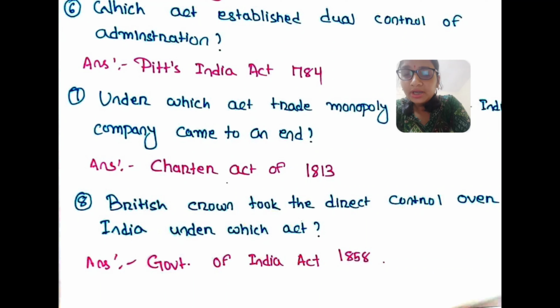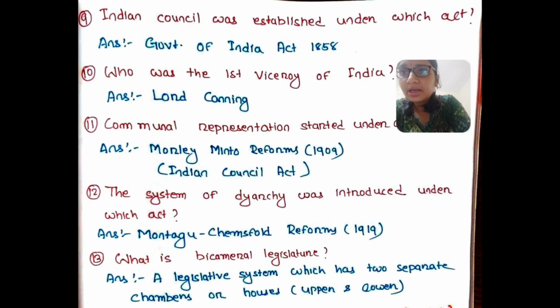And British Crown took the direct control over India under which act? It was the Government of India Act 1858. And the Indian Council was established under which act? It was also established under the Government of India Act of 1858 after the Sepoy Mutiny. Sepoy Mutiny took place in 1857, and the Government of India Act was enacted in 1858, and the first time an Indian Council was established under this act.